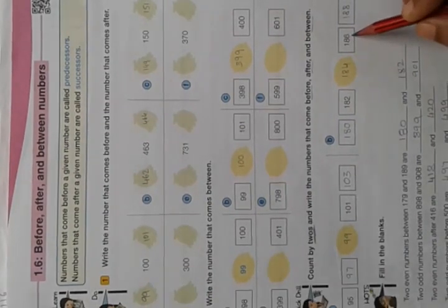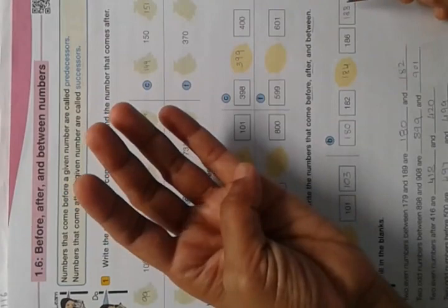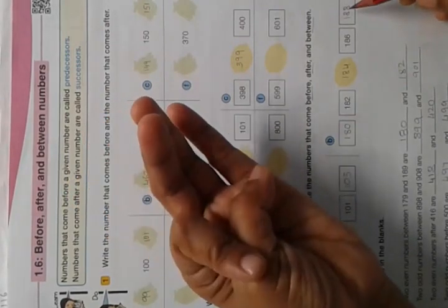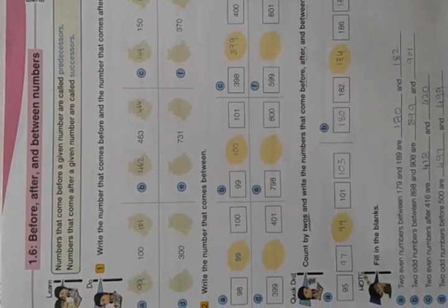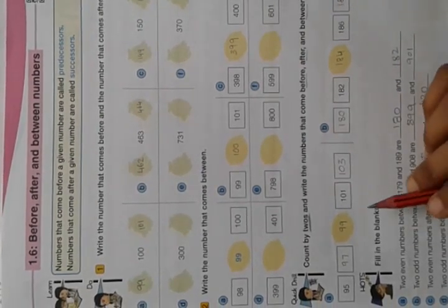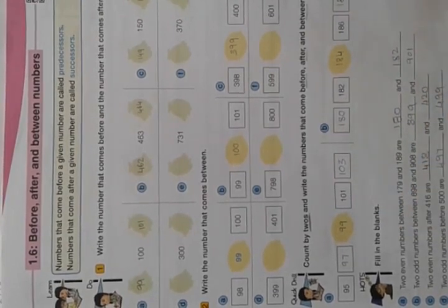Now 186 plus 2, 187, 188. Right? 188 here. Okay. Now fill in the blanks.